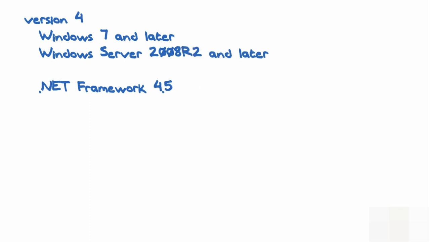Version 4 of Windows PowerShell, part of WMF 4.0, shipped for the first time with Windows 8.1 and Windows Server 2012 R2. It's available for Windows 7 and later, and for Windows Server 2008 R2 and later, and it requires .NET Framework 4.5. Now, 4.5 is a superset of 4.0. So Windows 8.1 and Windows Server 2012 R2 ship with 4.5. Oh, the version numbers. So anyway, 4.5 is what you want to have.